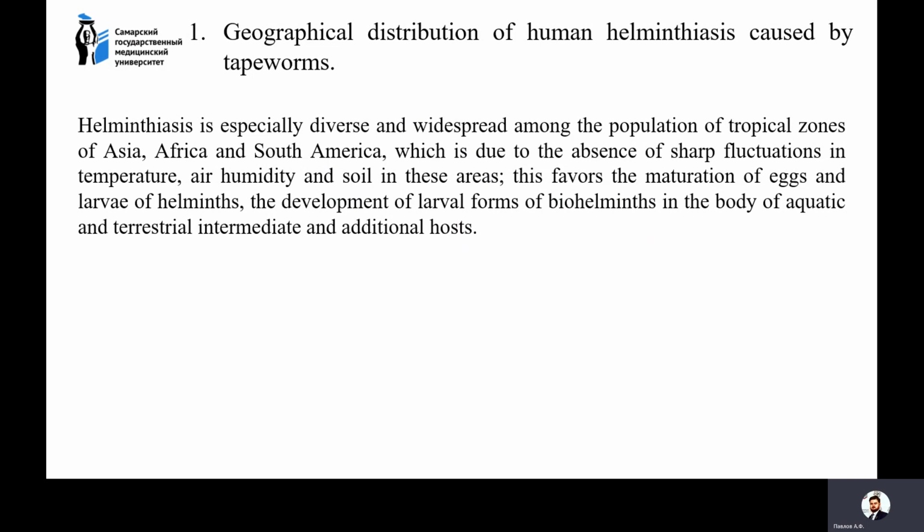Helminthiasis is especially diverse and widespread among the population of tropical zones of Asia, Africa, and South America, which is due to the absence of sharp fluctuations in temperature, air humidity, and soil in these areas. This favors the maturation of eggs and larvae of helminths, and the development of larval forms of biohelminths in the body of aquatic and terrestrial intermediate and additional hosts.